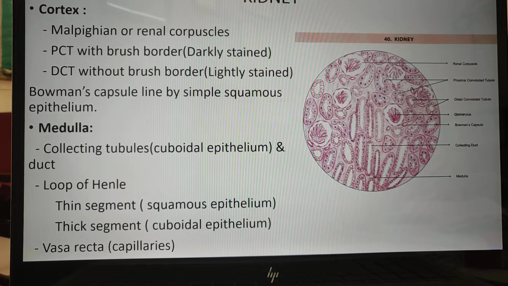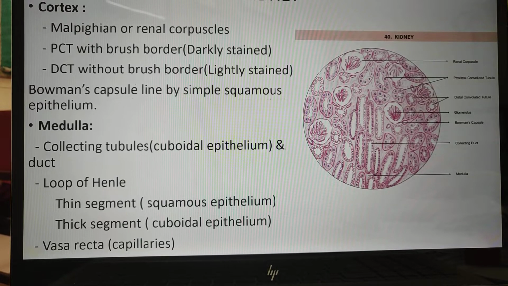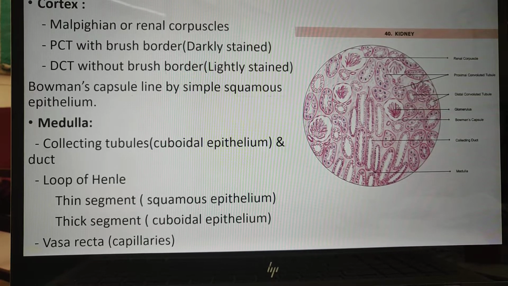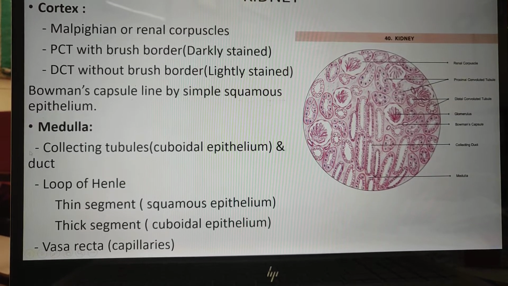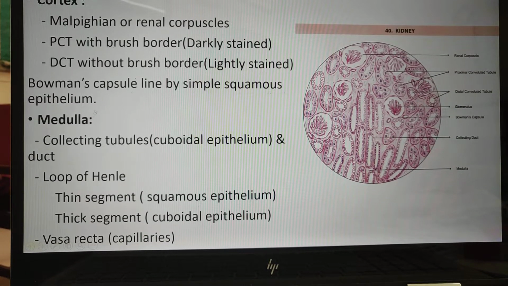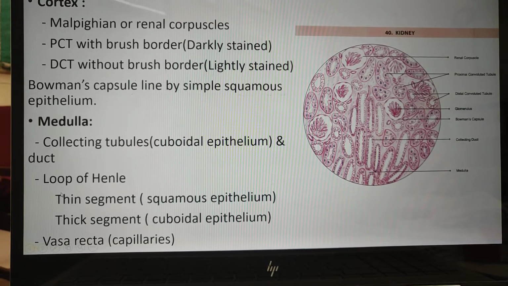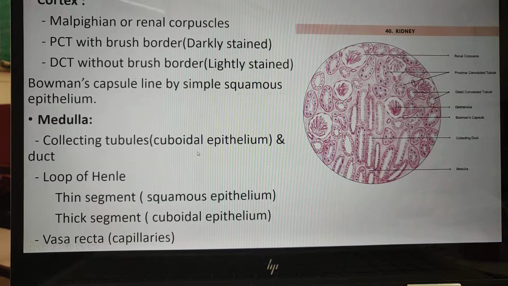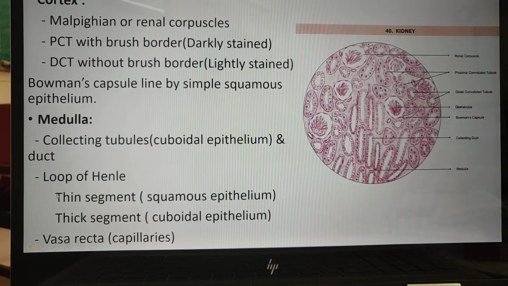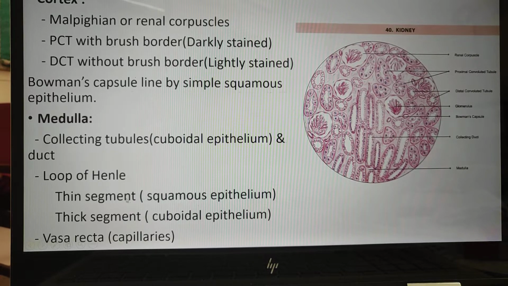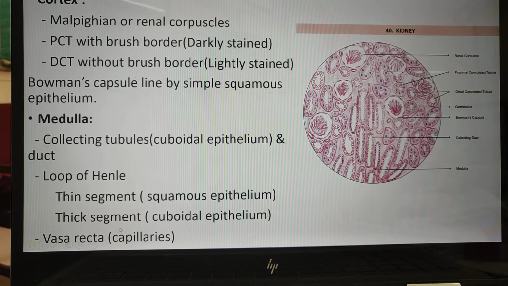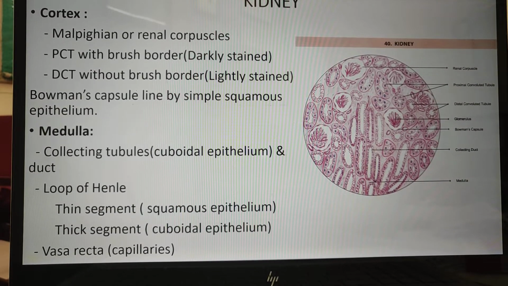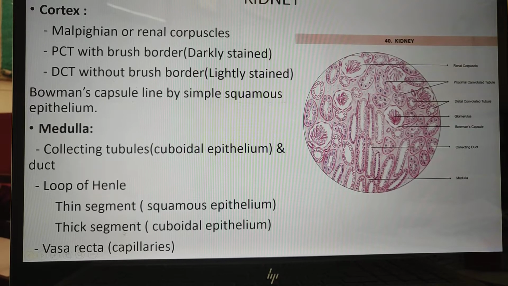Cortex contains the Malpighian or renal corpuscle, PCT with brush border, darkly stained, and DCT without brush border, lightly stained. Both are mostly lined by either columnar or cuboidal epithelium. Medulla contains the collecting tubules, lined by cuboidal epithelium, and the duct, loop of Henle, thin segments. Inside the loop of Henle, the thin segment is lined by squamous epithelium, the thick segment is lined by cuboidal epithelium, and there is a presence of capillaries.